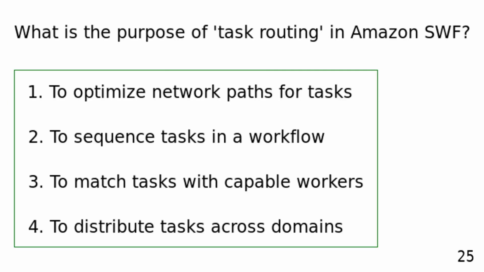What is the purpose of task routing in Amazon SWF? To optimize network paths for tasks. To sequence tasks in a workflow. To match tasks with capable workers. To distribute tasks across domains.